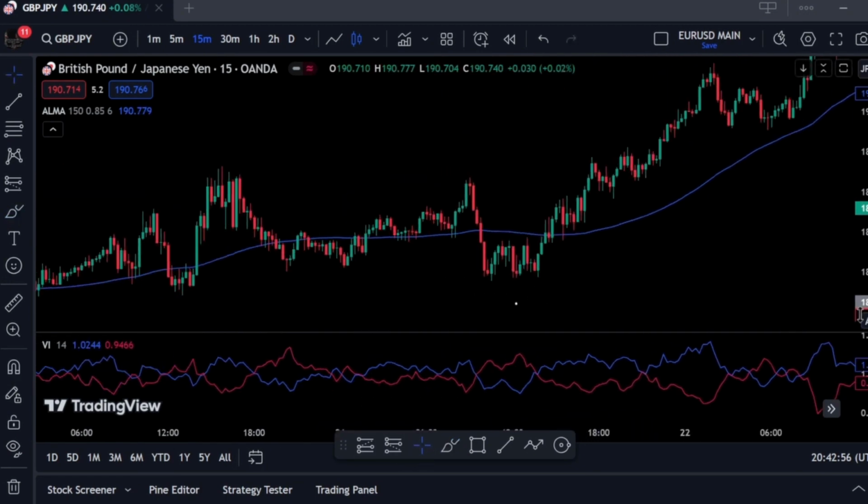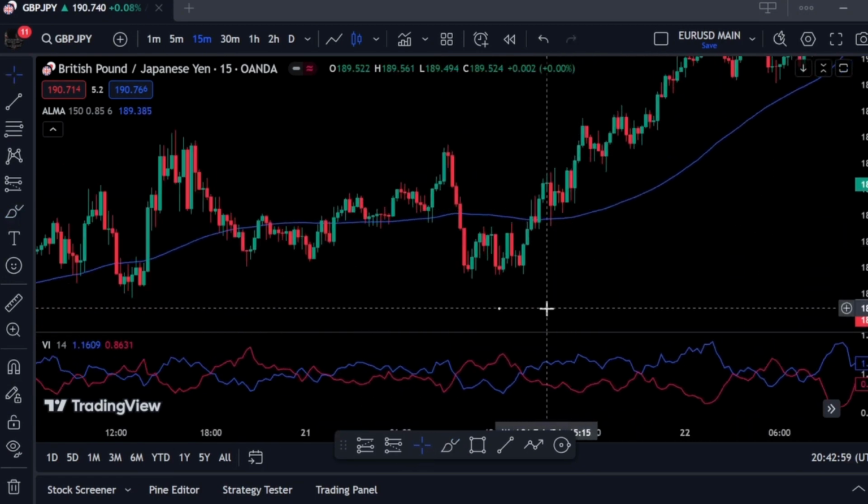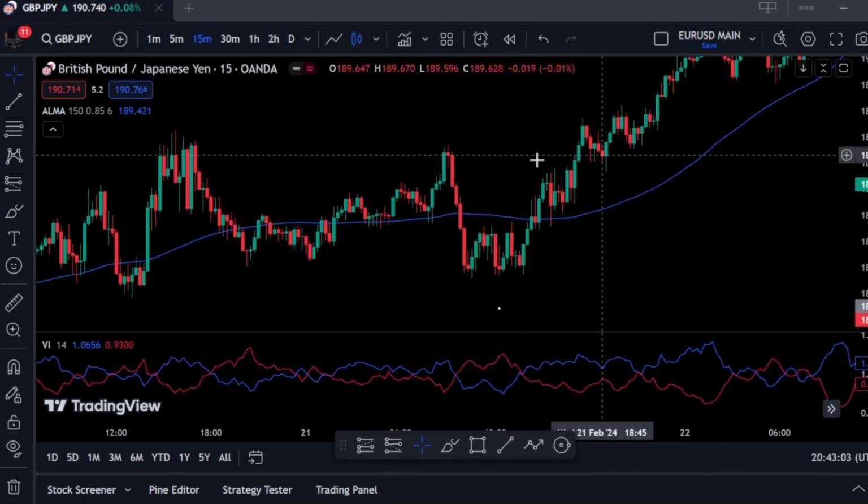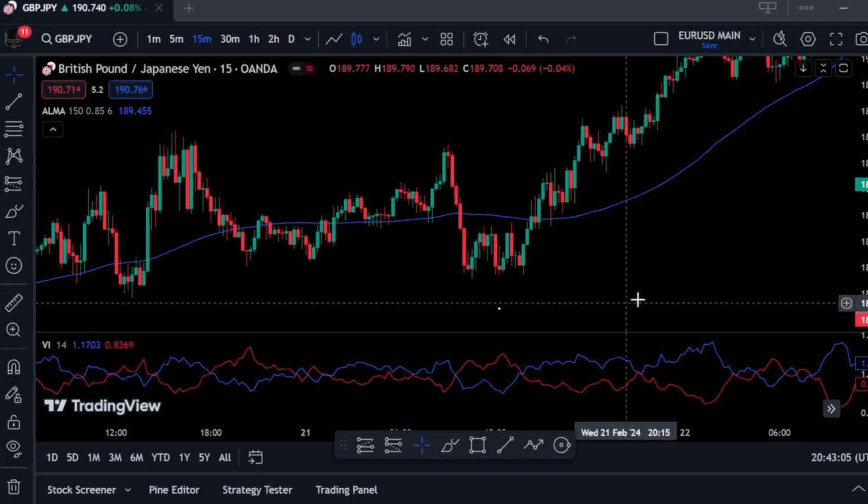To look at its past signals, we're also going to be adding the trend factor off the ALMA. We only take a buy when the Vortex indicator gives us a buy signal and the price is above the moving average, and a sell signal when the Vortex gives a sell signal and the price is below the moving average.